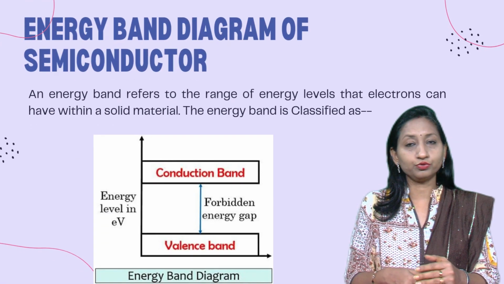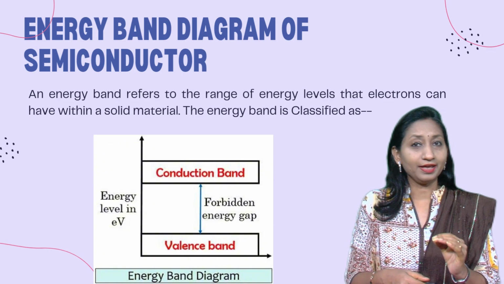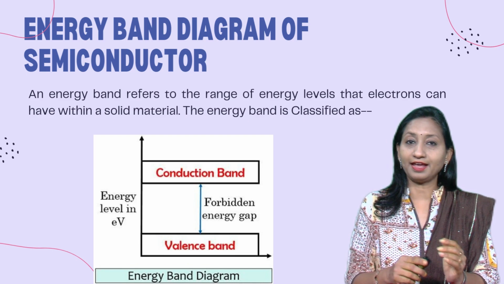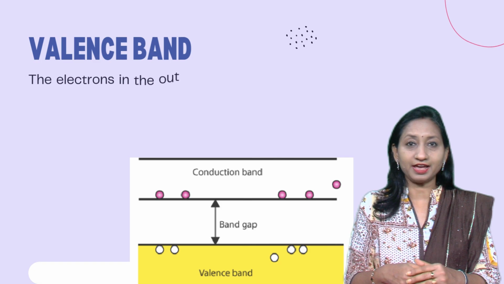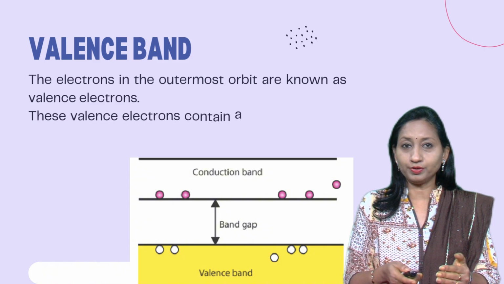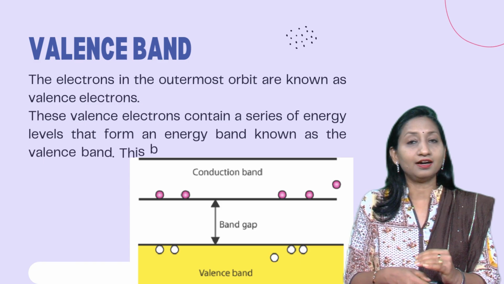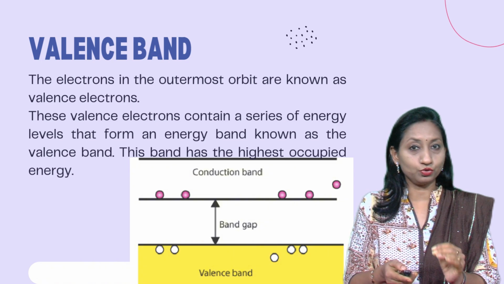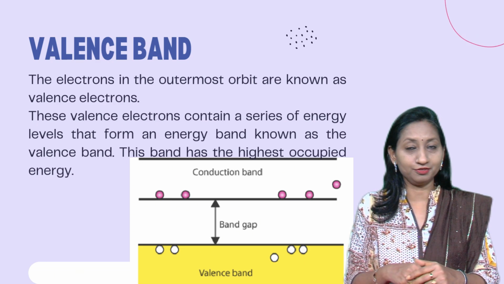So next, let us move to the energy band diagram of semiconductor. An energy band refers to the range of energy levels that electrons can have within a solid material. The energy band is classified as valence band, and the electrons in the outermost orbit are known as valence electrons. These valence electrons contain a series of energy levels that form an energy band, which is known as the valence band. This band has the highest occupied energy.